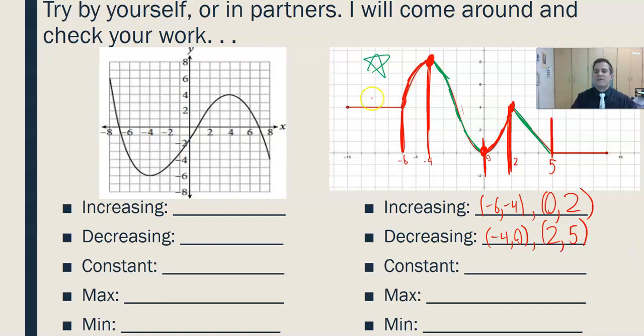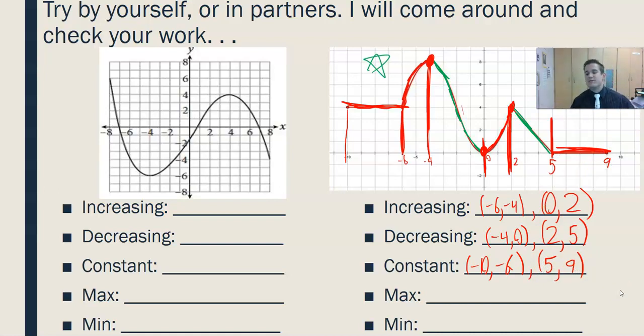Where is my graph constant? Where is it flat? Well, right here it's flat, and right here it's flat. So from negative 10 all the way to negative 6, my graph is constant. And then again over here from 5 all the way to, is this 9? From 5 all the way to 9 is also where my graph is constant or flat.